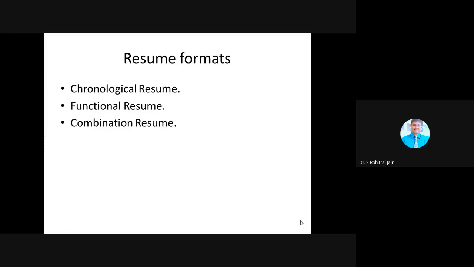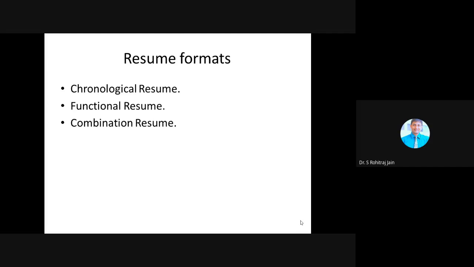See what happens in chronological resume. We will be highlighting the very recent job. We will start from the backward experience, right? But if someone is applying for a job which is not actually matching with his immediate past experience, right? So always remember the first impression is the best impression. So the candidate's most recent experience has to be relevant to the job for which he is applying. So in this case, what you can do is you can use the functional or combination format. Okay.